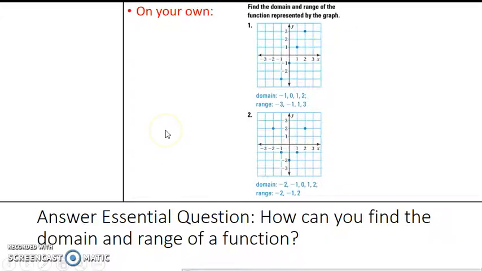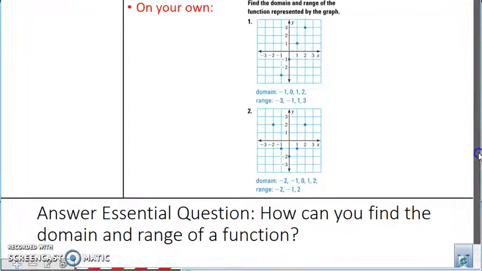Thank you for pausing your video. For number 1, here's your domain, here's your range. You do traditionally see these written as a set of numbers like this, with those little set brackets. But here's our set of numbers going in increasing order. All right, go ahead and answer that essential question and your checkpoint is ready to go.